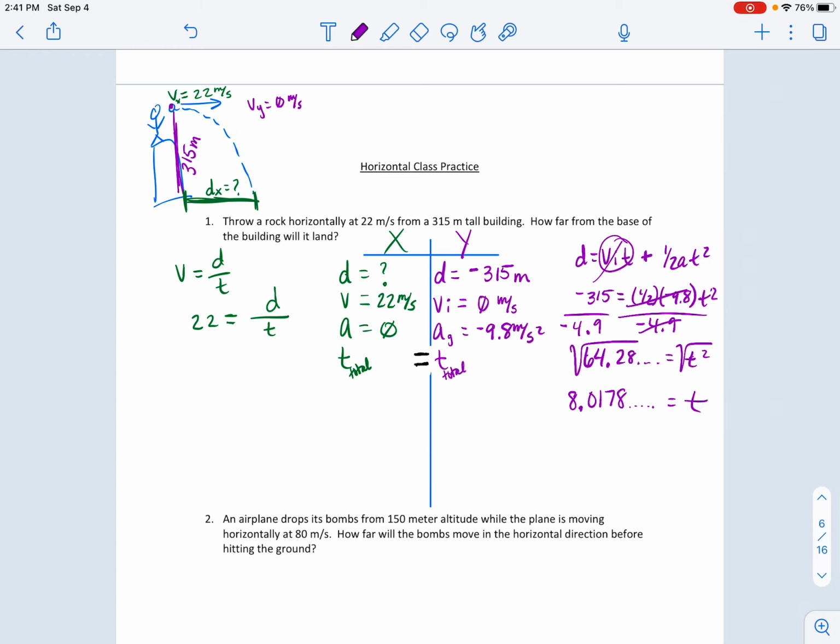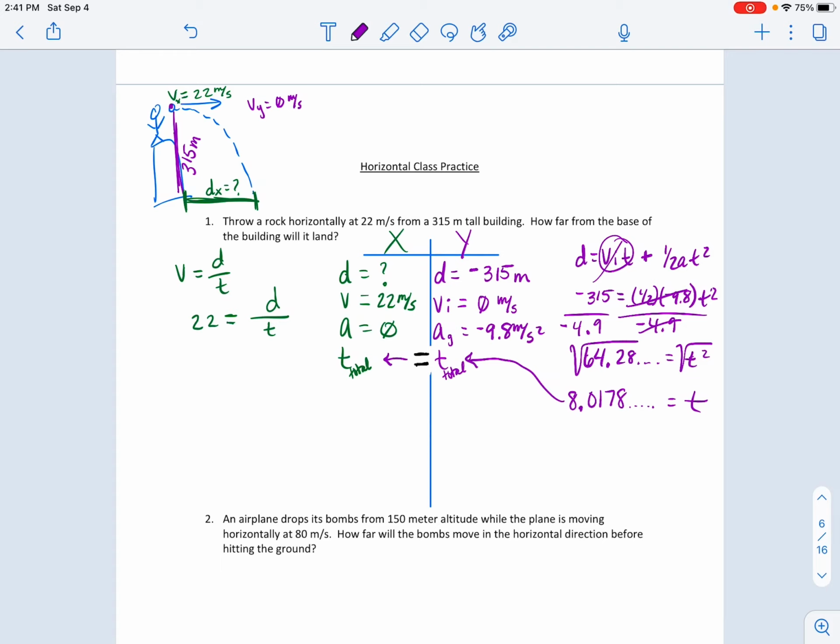Now please pay close attention here. We are not going to round this. We're not going to box it in. We're not going to do sig figs or units because the question did not ask me to solve for time. Look at my data table. My question mark is for the horizontal displacement. So now I'm going to take this 8.017, and that's going to serve as my vertical time, which is also the same horizontal total time.